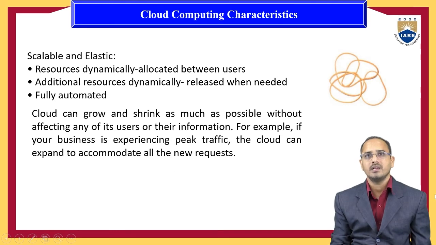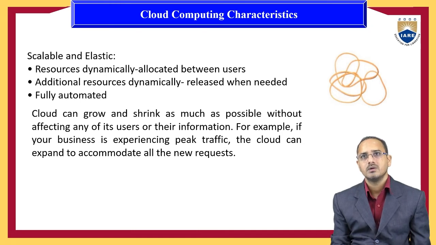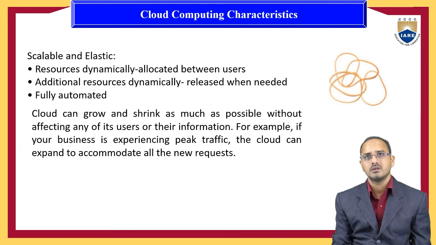And the next one is scalable and elastic. So resources are dynamically allocated between users. You understand the meaning of scalable and elastic. The cloud itself is elastic in nature, where resources are dynamically allocated between the users. Any user who wants to use the cloud service will join and the resources will be allocated. As the number of users connecting increases, the resources are expanded according to the usage, and additional resources are dynamically released when needed. As the number of users keeps on connecting to the cloud, the cloud is going to be expanded according to the requirement of the users, and the resources will be allocated.